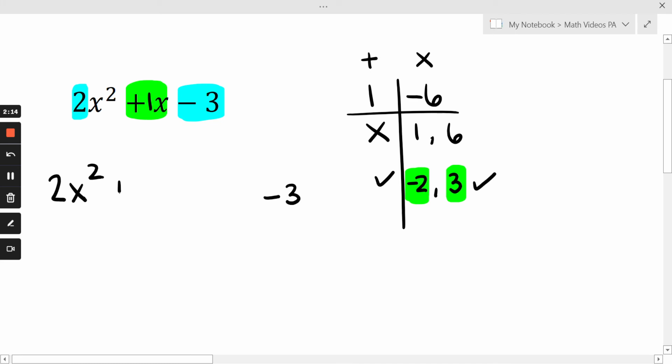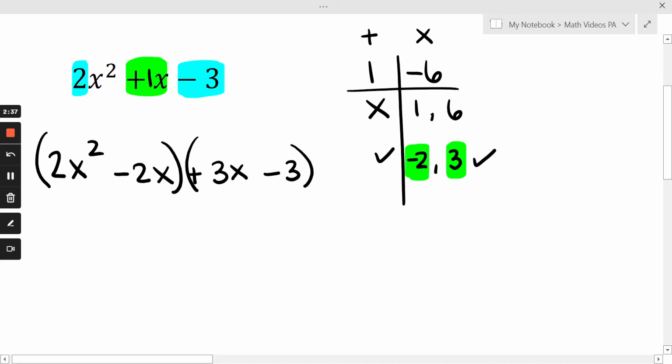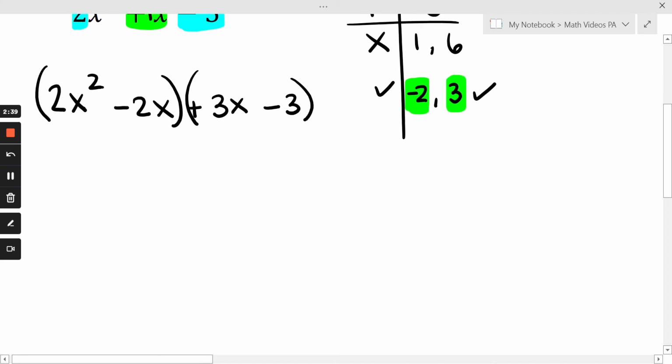Now, it doesn't matter the order. I could do 3x here and -2x here, or I could flip-flop them. Myself, because I'm going to be grouping and then factoring something out, I prefer to have it this way, but you'll get the same answer either way. So now, because I have 4 terms here, I'm going to group the first 2 and group the second 2. And now I'm going to go ahead and factor out whatever they have in common.